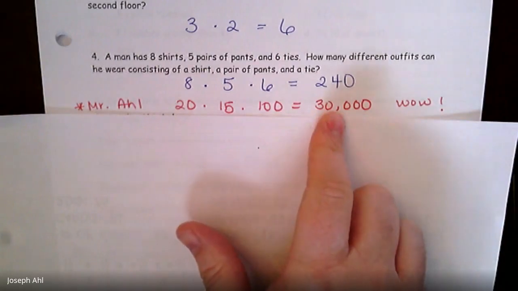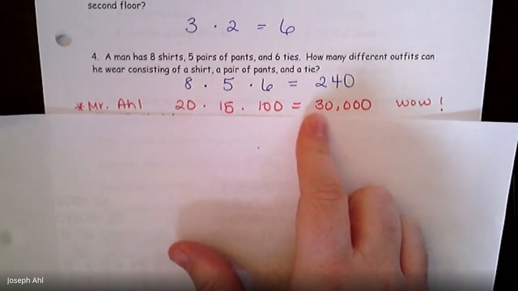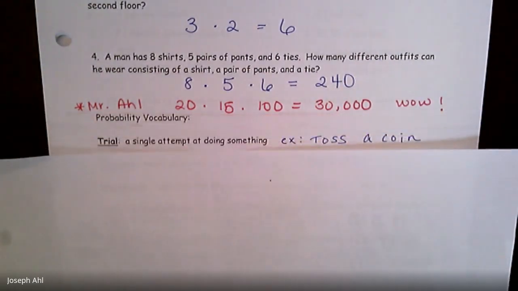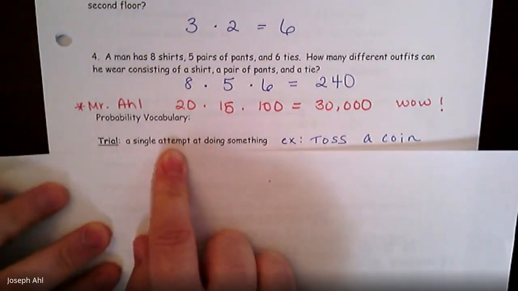Okay, so now that we have counting principle under control, which tells us the number of possible outcomes we can come up with, we're now going to start looking at what probability represents. Okay, so we have some vocabulary at the bottom here.